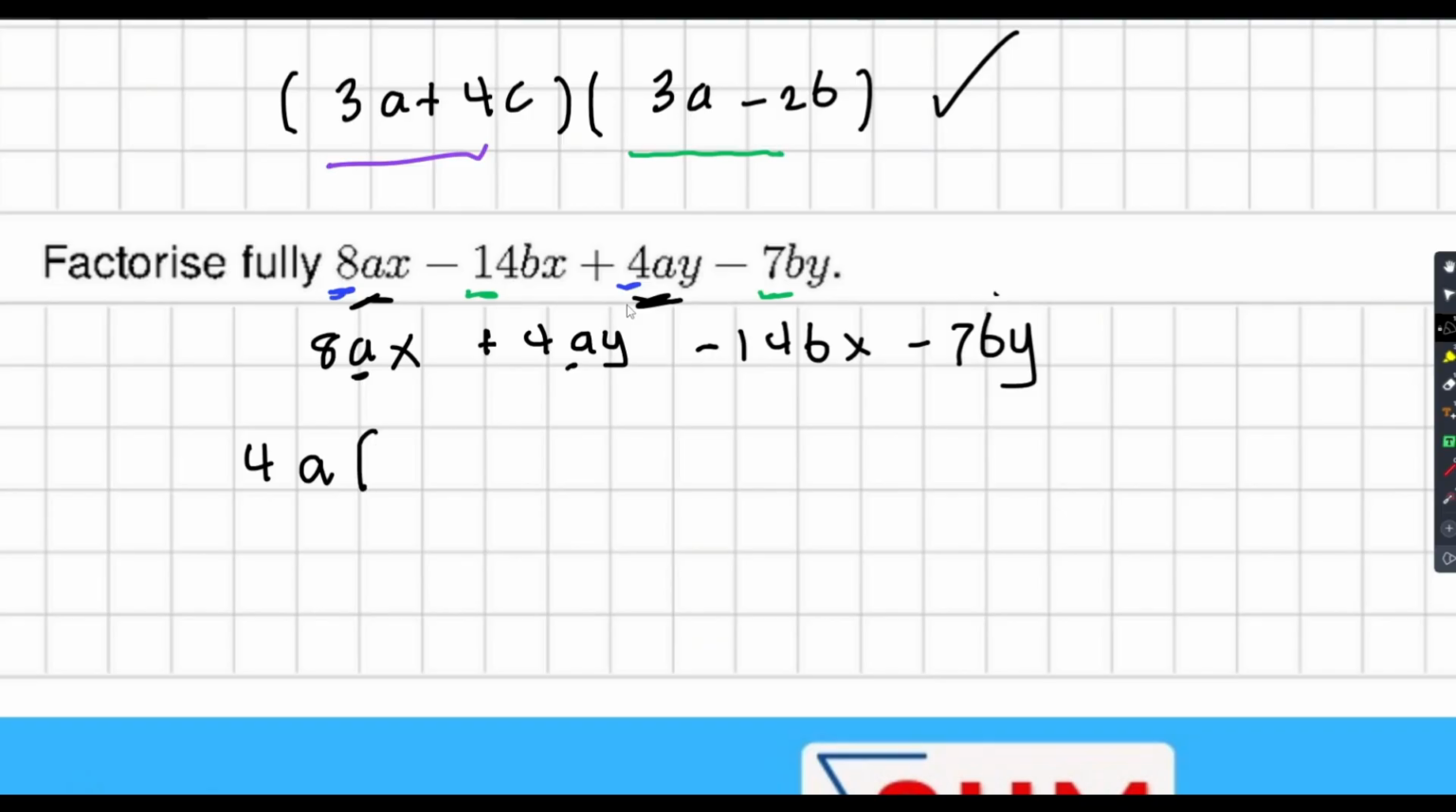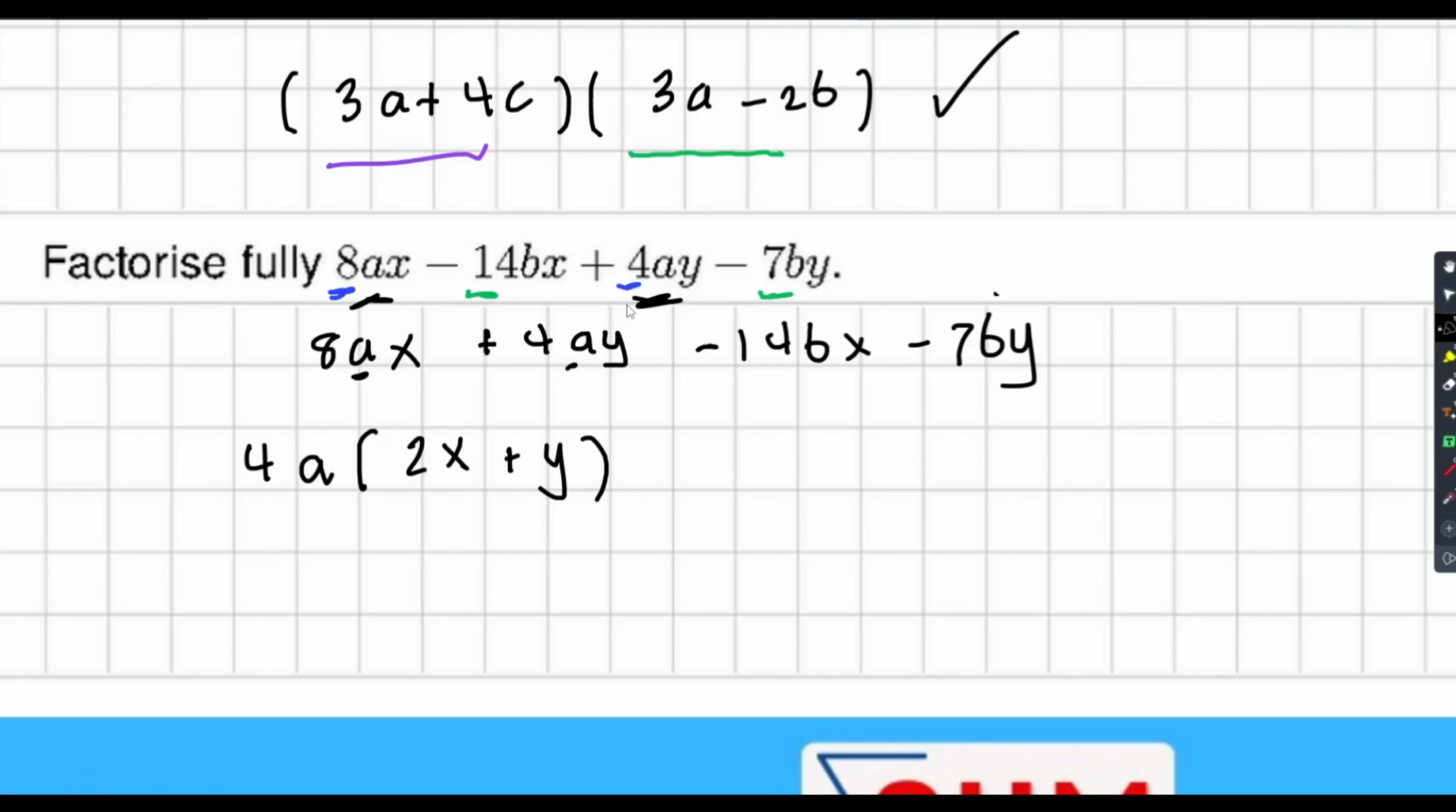Once we pull that out, we're asking ourselves 4a by what will give me 8ax. And that is going to be 4 by what gives me 8, 2. We have the a, so we already have that, and we need to attach on the x. Then you do 4a by what will give me 4ay. We already have the 4a, we just need to attach on a y.